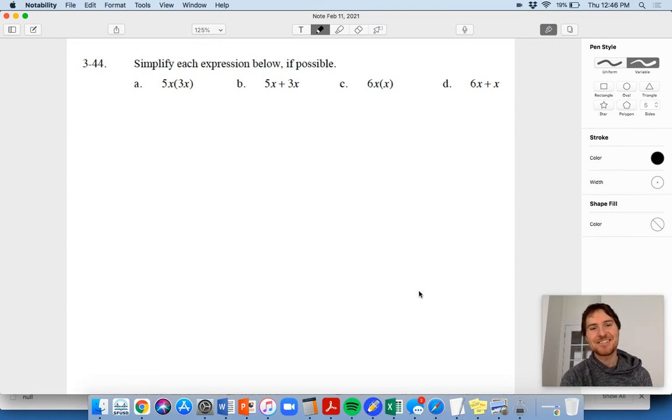But anyways, I want to go over this problem because this isn't quite combining like terms, at least not on parts A and C. It's a little bit different.